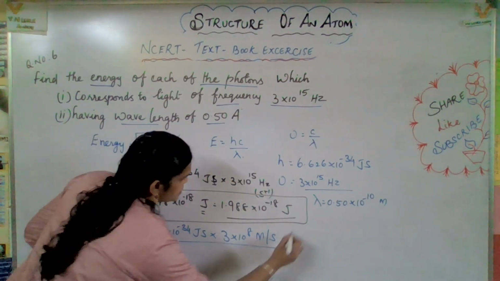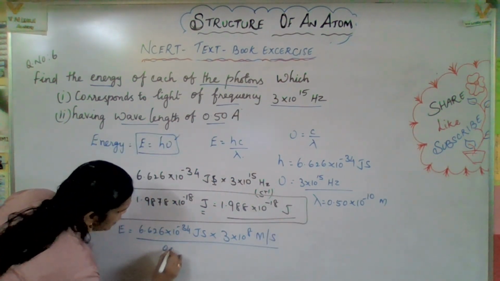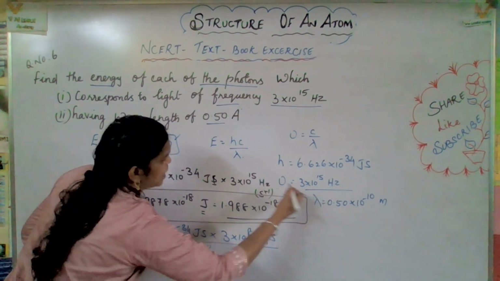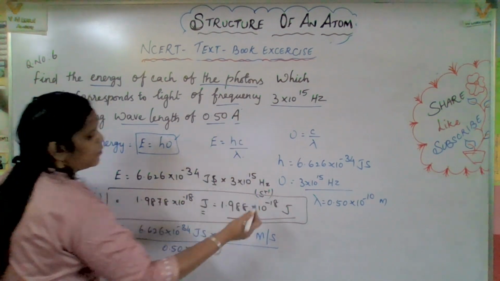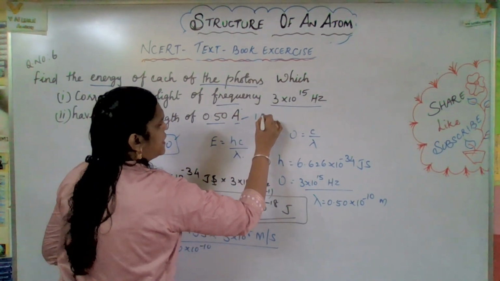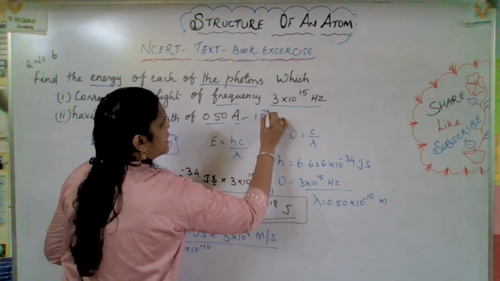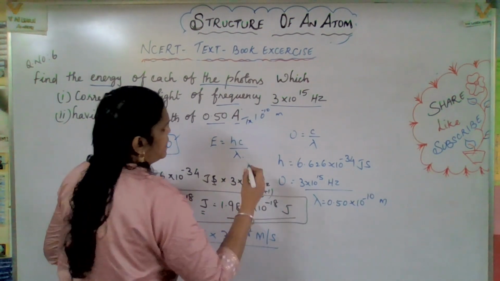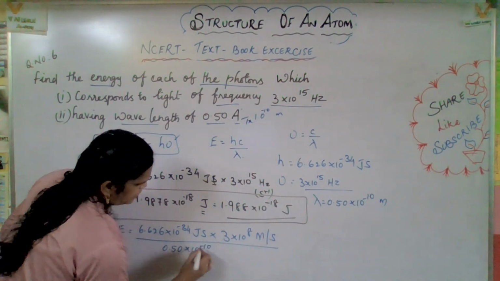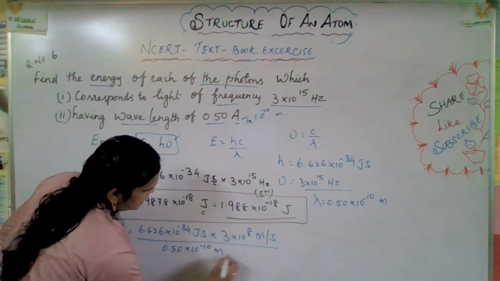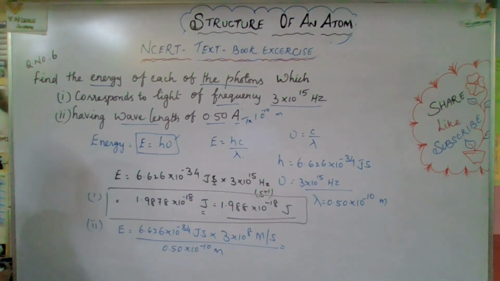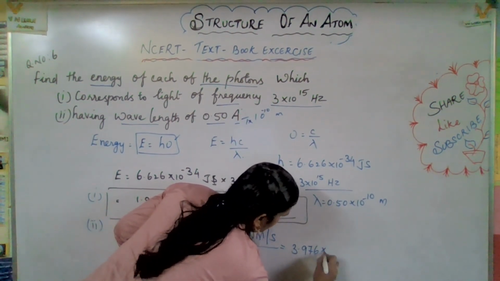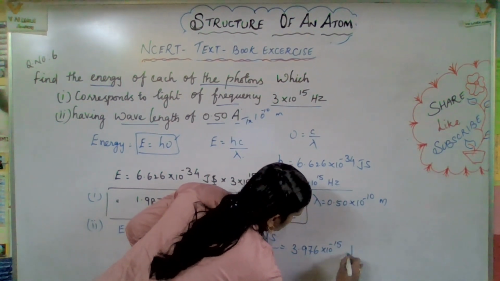And the lambda value, just now we got that lambda value. What is it? 0.50 Armstrong, right? They have given the Armstrong value. So 1 Armstrong is equal to 1 into 10 to the power of minus 10 meter, right? So here 10 to the power of minus 10 meter. Now what value are you getting? Please check the value. 3.976 into 10 to the power of minus 15 joule.